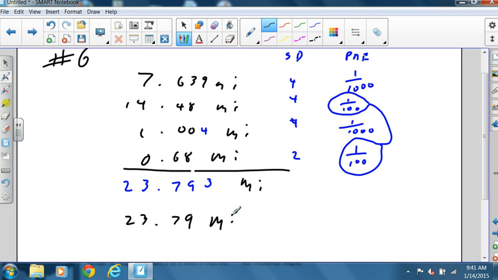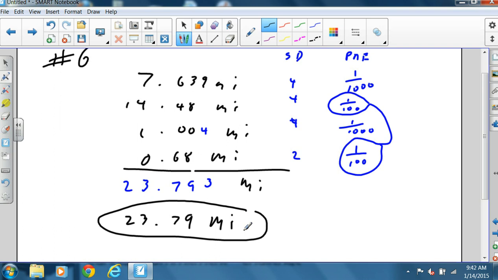Now, does that follow our rules? Okay, so our rules say, make certain that all measurements are expressed in the same unit, then round the results to the same precision as the least precise measurement. So that's what I did. So that's perfectly okay. All right. Follow my own rules.